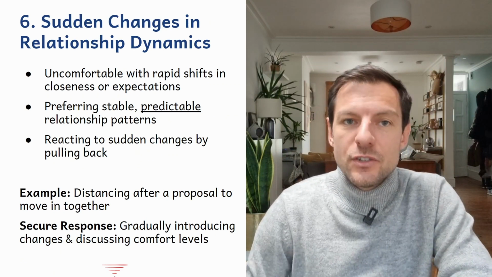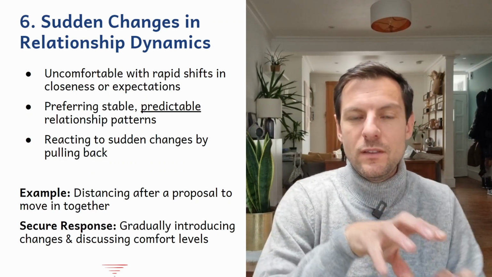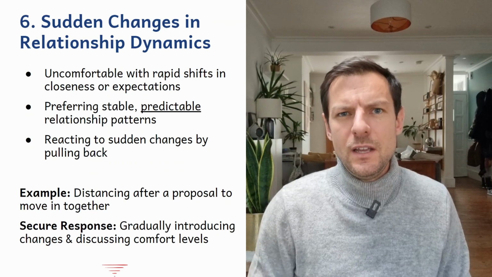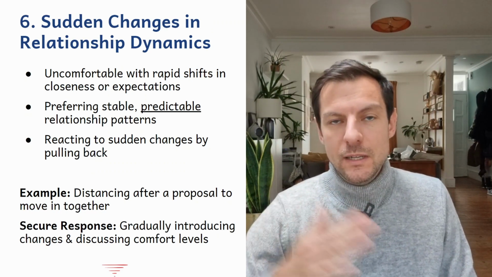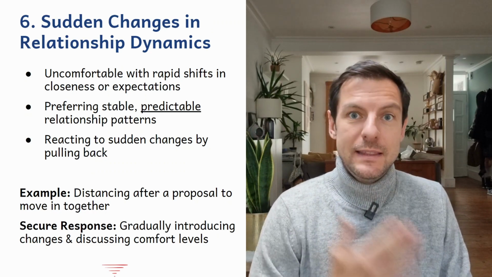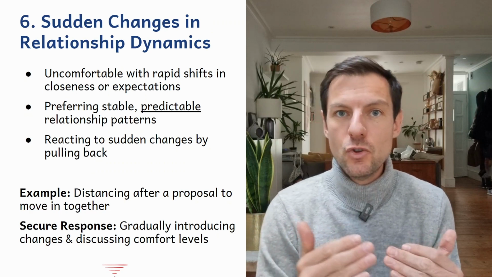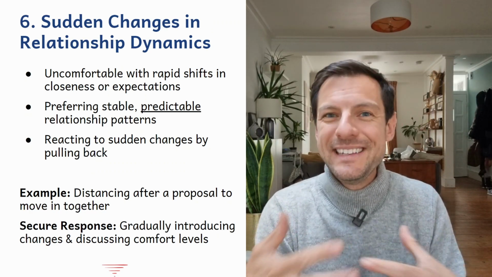6.1, sudden changes in relationship dynamic. So it's really when things go very quickly. Very often people call me and we can see clearly that the relationship went very, very quickly up to a commitment phase, and that freaks out avoidants. What they like is predictability. Knowing, again, we are back to this idea of control, is knowing what they can expect from the relationship.